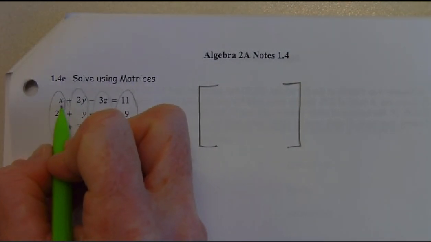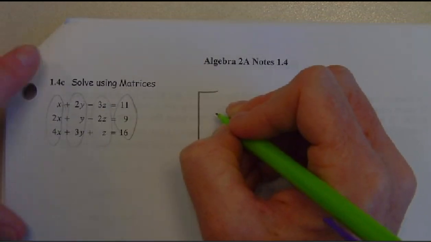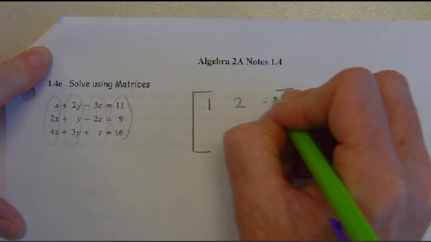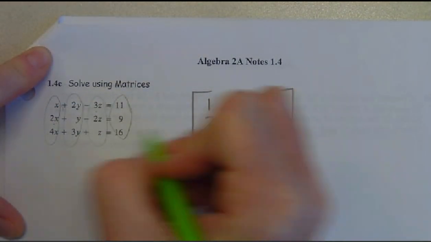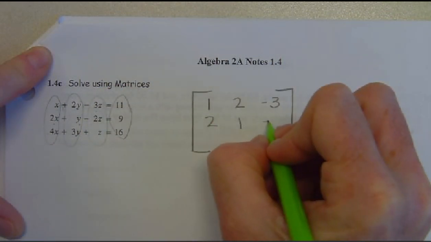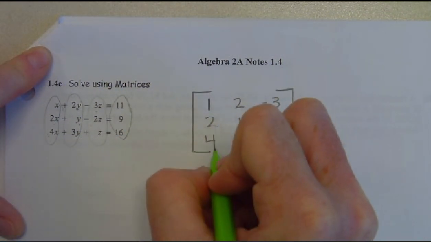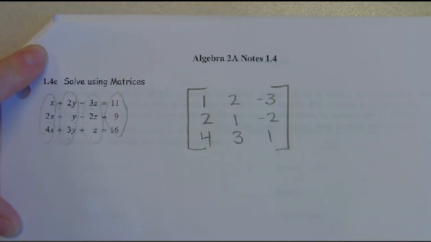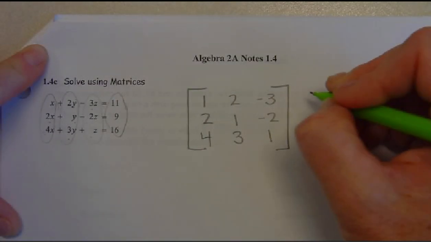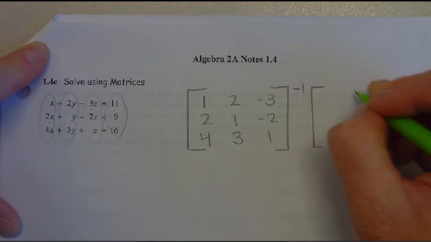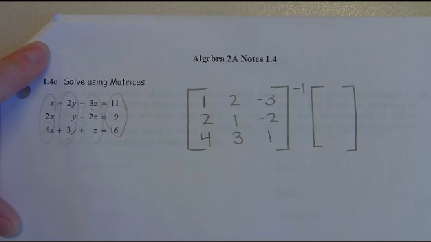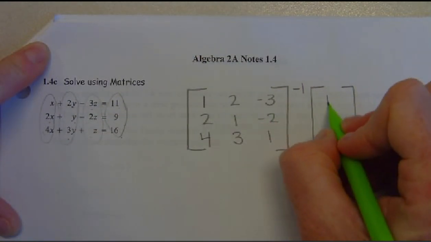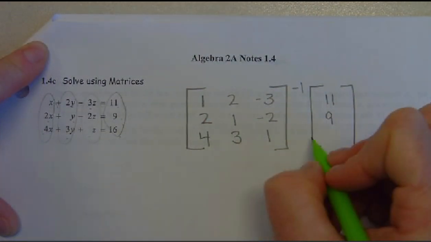What you do is you take the number in front of each thing and you put it in here. So the number in front of the X is a 1, that is a 2, that is a negative 3, that is a 2, that is a 1, and that is a negative 2. That number is a 4, a 3, and a 1. And this is your first matrix. The way you solve with matrices is we're going to take the inverse of that matrix and then multiply it by another matrix. And this other matrix here is your constant matrix. So you put down the 11, the 9, and the 16.